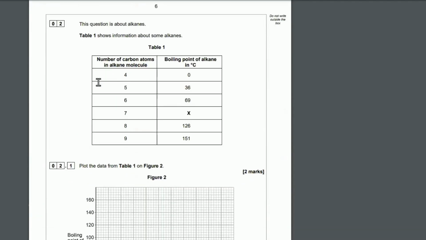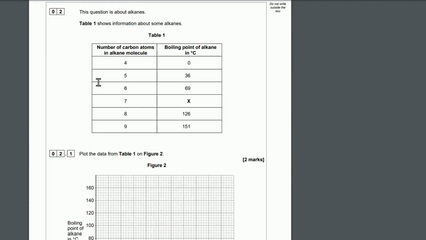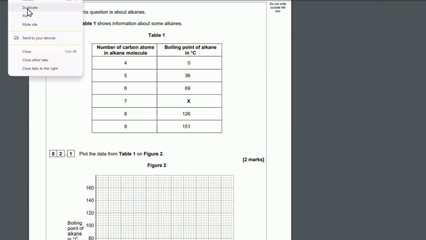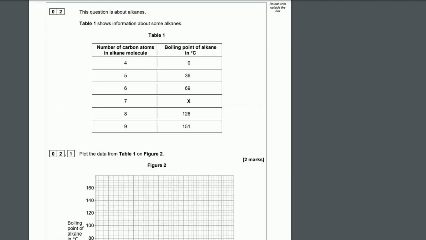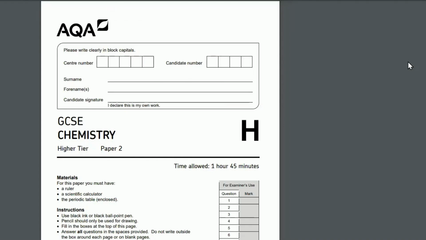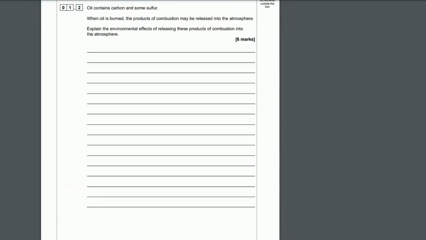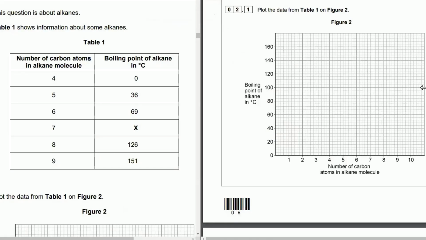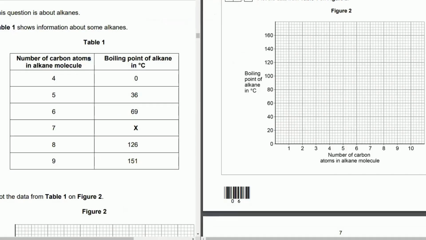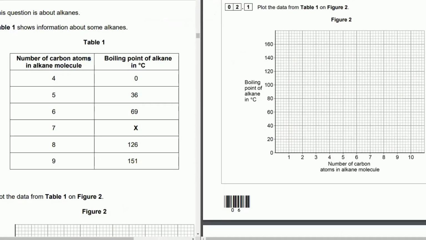Past papers are an excellent way to revise for exams, so make sure you keep at it with these old past papers. What I need to do here is just duplicate this because they're going to ask us to plot a graph here. So bear with me, folks, as I sort this out. All right, guys, here we go. Hopefully you can see this.